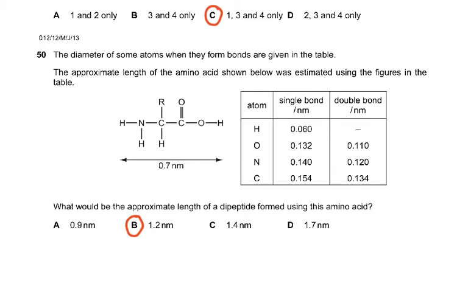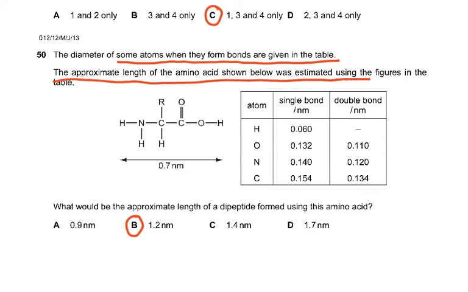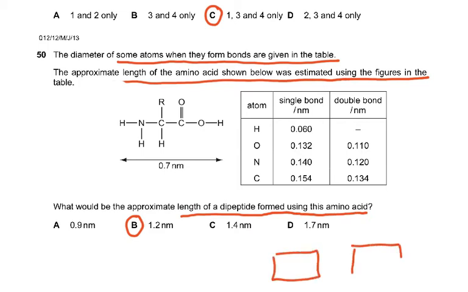Then question number 50. The diameter of some atoms when they form bonds are given in the table. The approximate length of the amino acid shown was estimated using the figures in the table. So we need to do this, and then it says what would be the approximate length of a dipeptide formed using this amino acid. Dipeptide means that there are two amino acids and there is a peptide bond between them. So there's one amino acid and the second, like you have disaccharide. So dipeptide doesn't mean two peptide bonds. It actually means two amino acids, but one peptide bond. So there's one peptide bond.